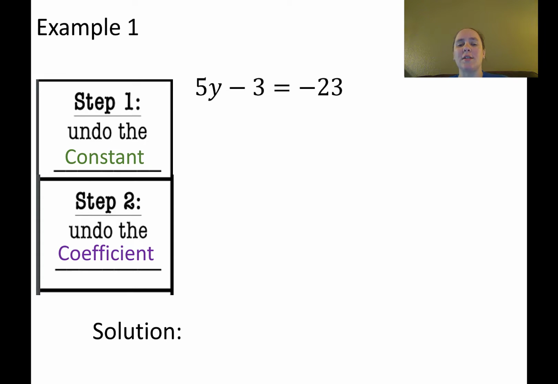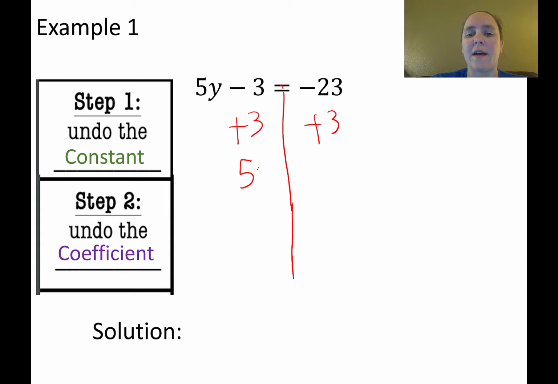So looking at our first example here, I've got 5y minus 3 equals negative 23. So I'm going to undo my constant first, which my constant is the 3. So what is it doing to our variable? It's subtracting. So I'm going to add 3, giving me 5y is equal to negative 23 plus 3 is a negative 20.